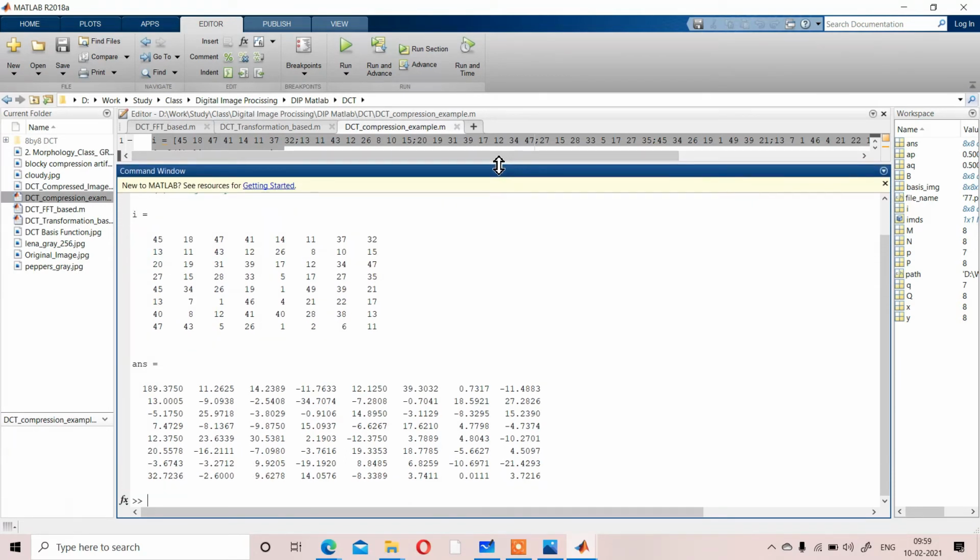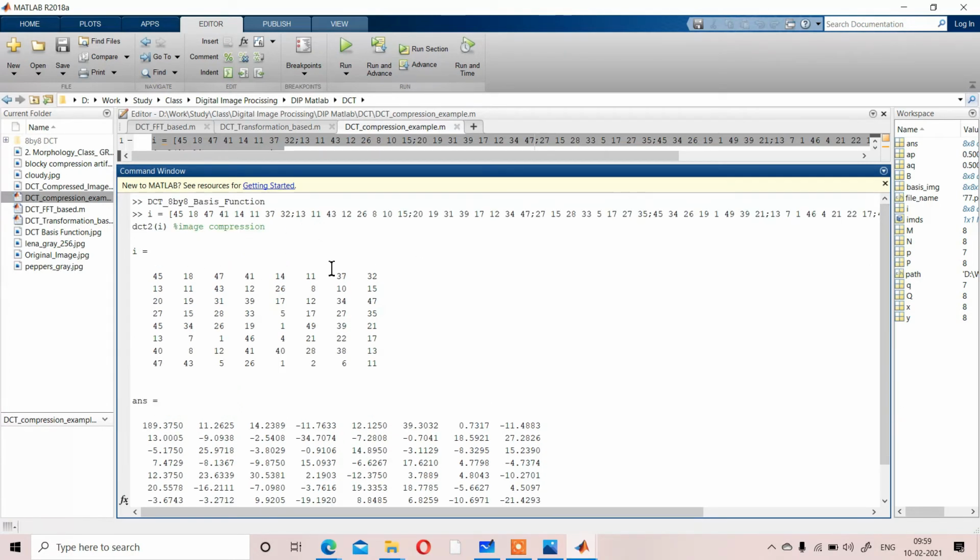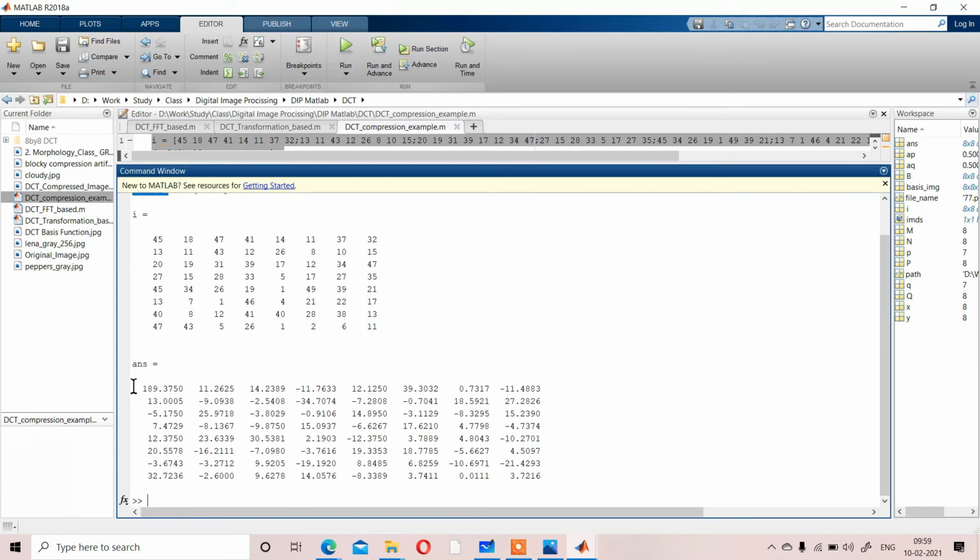See, we have considered one image in matrix format of size 8 cross 8, whose first values are 45, 18, 47, 41, like that. Now, we are using the simple DCT formula, DCT2, over that image I. This is the answer that we are getting.